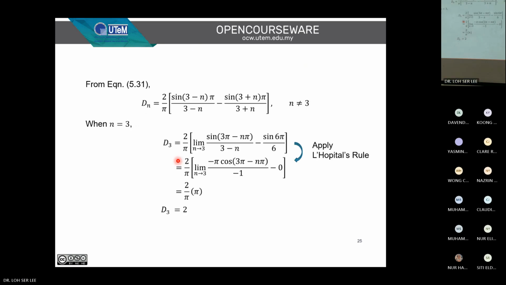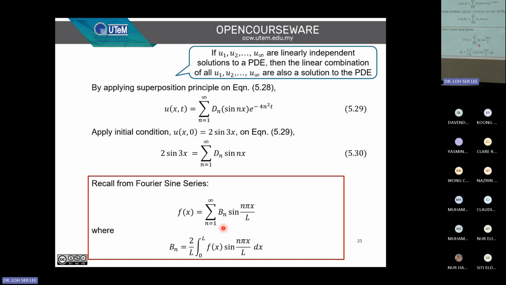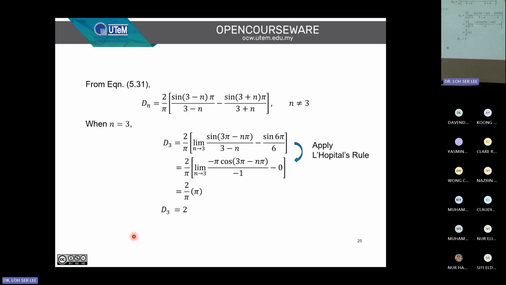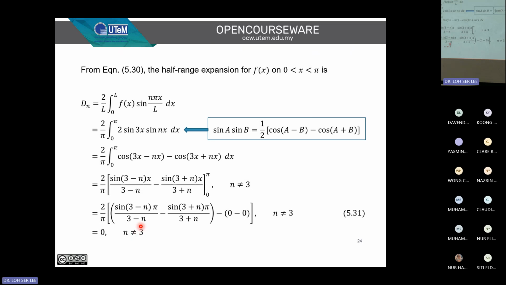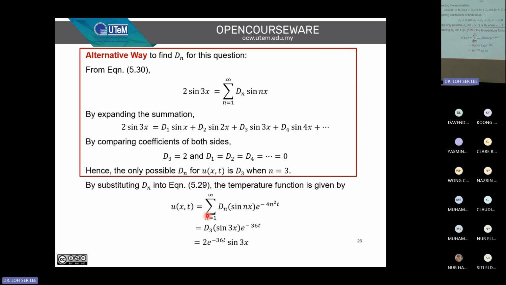If you use the Fourier sine series integration method, you will get this. But because n is not 3, you have to solve specifically for the case of n equals 3. This one is a bit long. There is another, simple alternative way to get the dn.